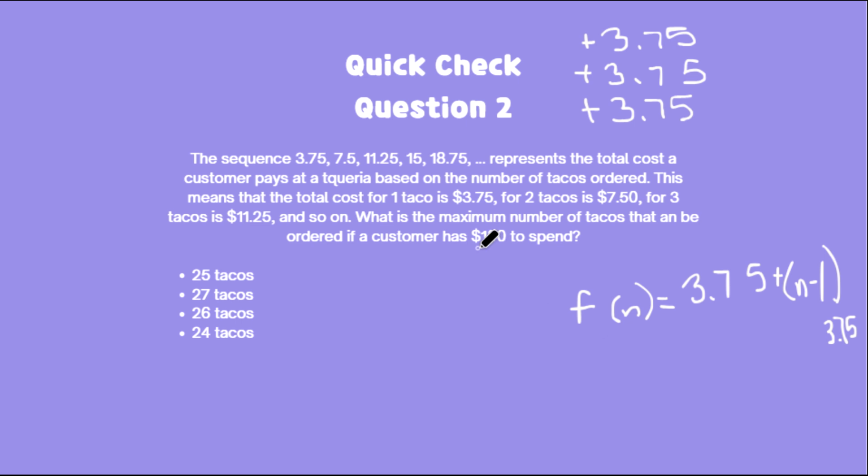So if you have $100 to spend, the $100 replaces this, and then you would solve for n. That's one way to do it. Or you could just continue this pattern, continue adding 3.75 until you hit $100. And then you could count like 1, 2, 3, 4, 5, how many tacos there would be. But obviously you're going to have to do a lot of those. You will get the correct answer. It will just take time.